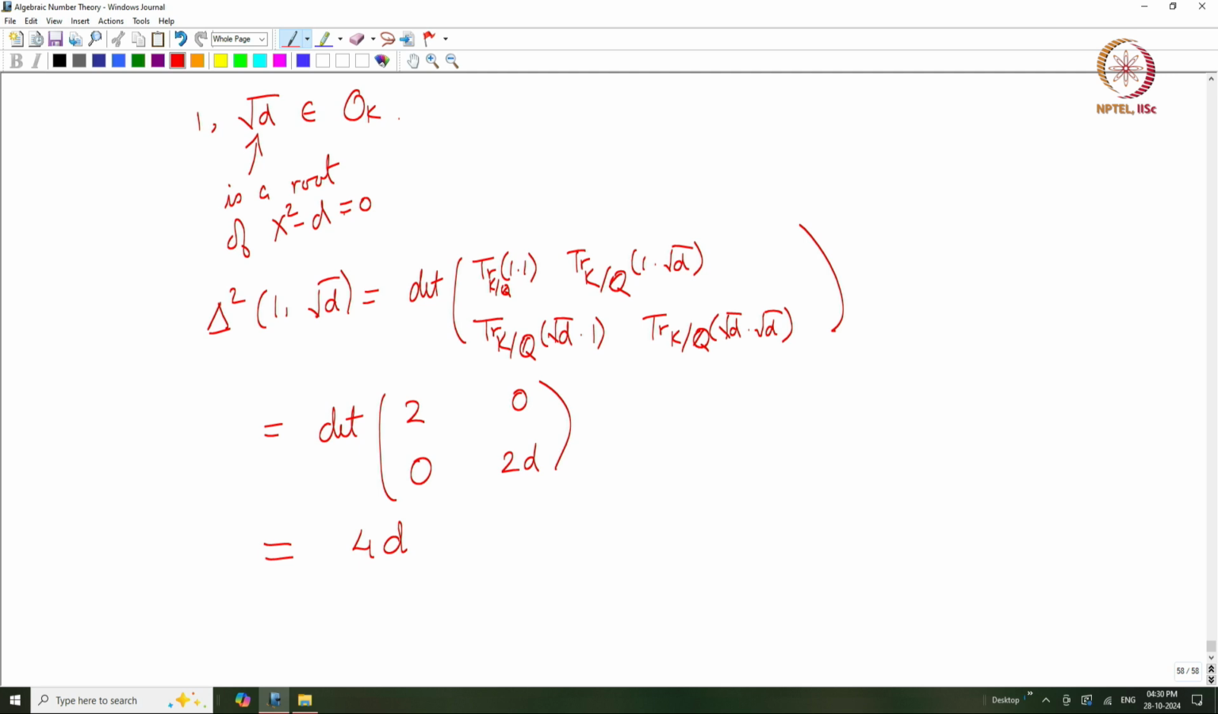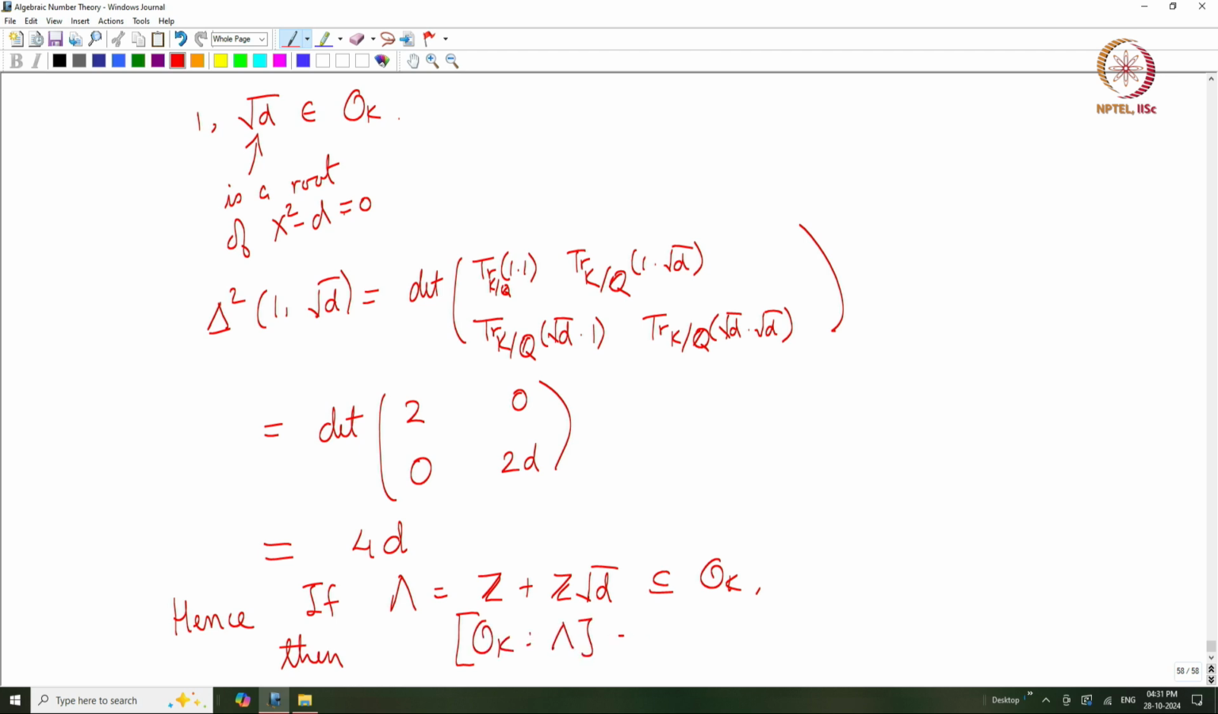So, the corollary does not automatically give us that 1 and square root of d is an integral basis, and of course, it is not an integral basis in general, but from this we know the following. Hence, if lambda equals Z times 1 plus Z times square root of d, then the index of lambda in O_K is either 1 or 2. And so, we want to find out when it is 1 and when it is 2.